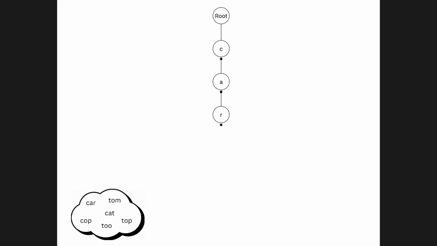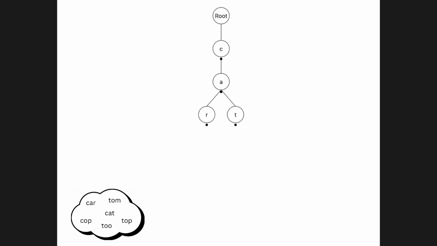Now the next word is cat. Starting with C, we already have a node for C under the root, so we move to that particular node. Next is A. This already exists as a child of C, so we move to the A. Now we have T. This doesn't exist under the A, so we add a new child node for T.